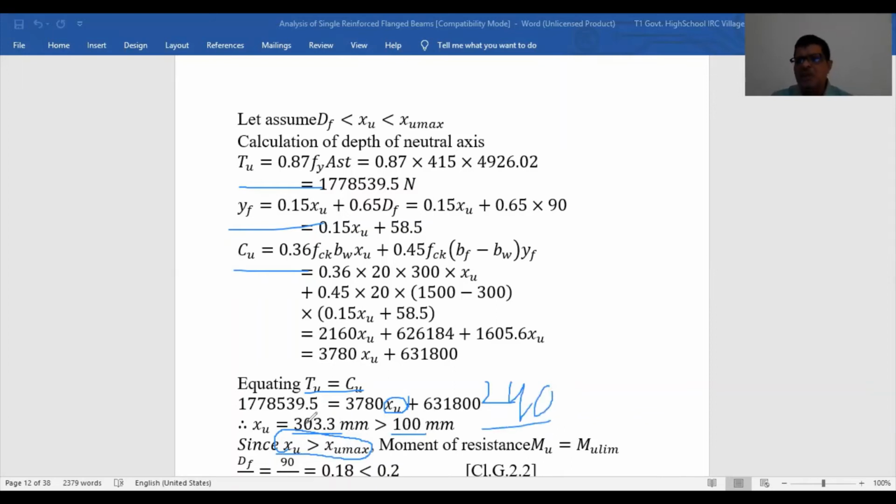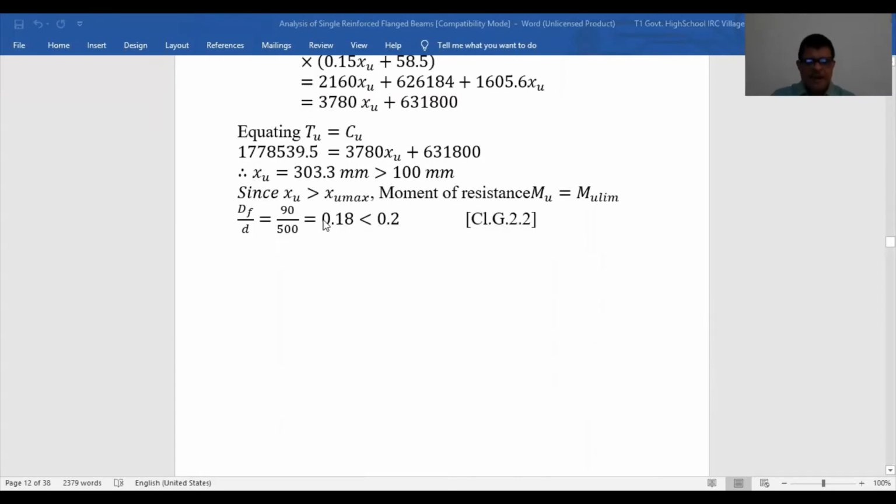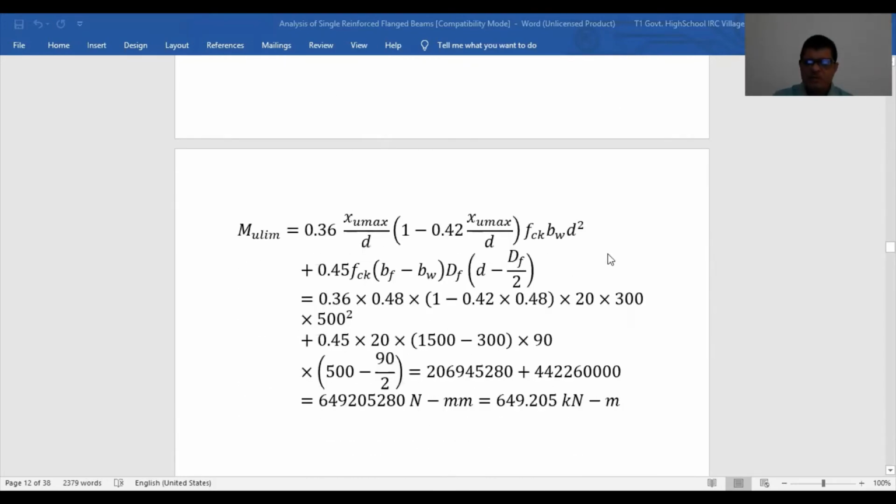If it is an over-reinforced section, then your moment of resistance is limited to the limiting moment of resistance. So if you are going to find the limiting moment of resistance, then you have to check the Df by d ratio. So Df by d ratio is more than 0.2 or less than 0.2. That we have to check and find the moment of resistance. Now see, Df by d is less than 0.2. So less than 0.2 means the first formula G2.2 will be used. Putting the formula and putting all the values, you can get the ultimate moment. That is coming 649.205 kilonewton meter.